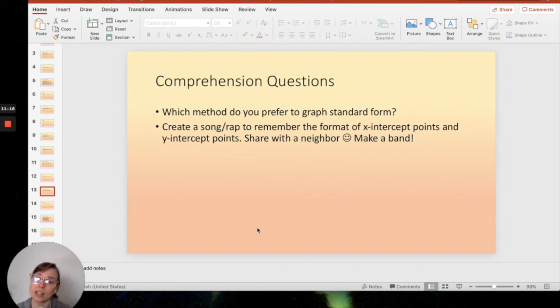And then create a song or rap to remember the format of those points. What does an x-intercept format always look like? What's a y-intercept format always look like? And then share with a neighbor. Like a band. Why not?